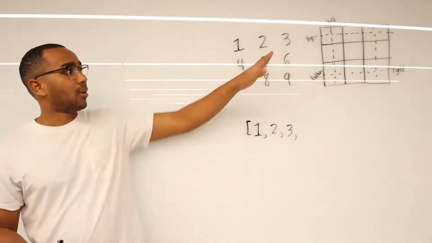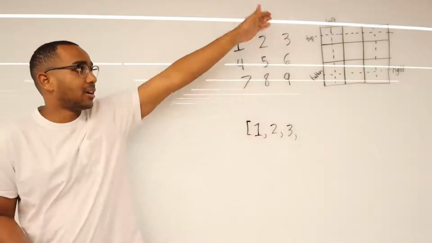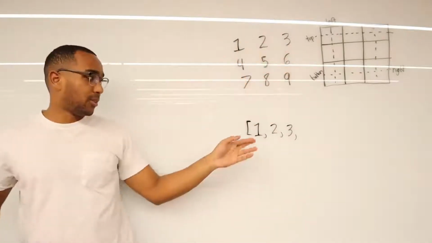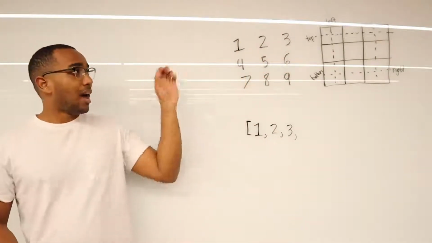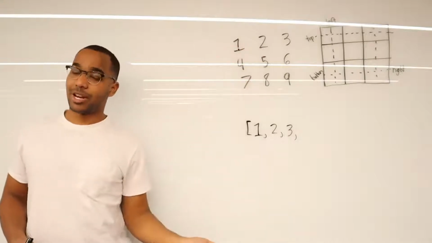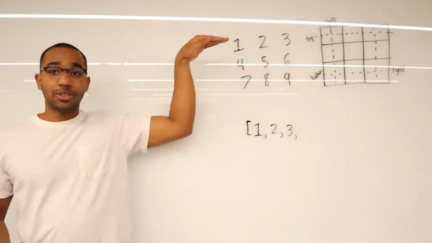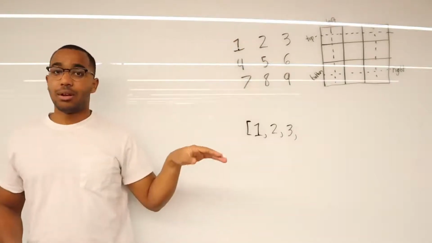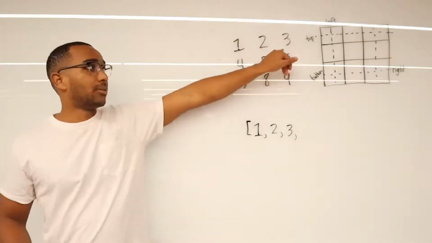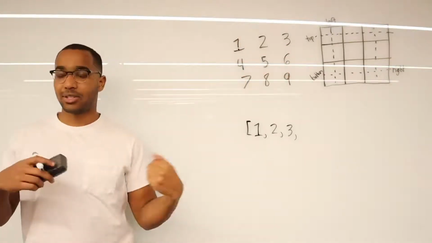We don't want the right fence to be reading from the 3. We don't want to print the 3 again. We already printed it. So as soon as we finish the top row iteration, we're going to move the top fence down, because this row is finished. We don't want to reread that 3. So let's move that fence downwards.